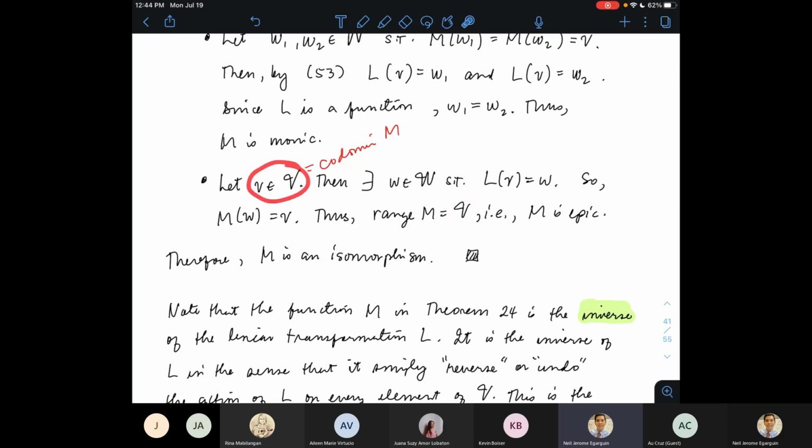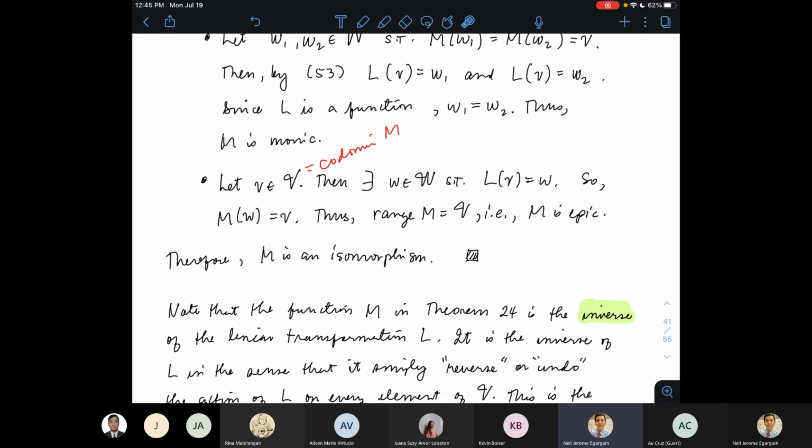Kasi napakita ko na pag pumili ako ng arbitrary member ni V, lagi ako may makikitang member ni W such that M of w equals v. So therefore, every element of curly V has a pre-image in W. In other words, the range of M is equal to V, making M epic. And so after 5 steps or 5 things, we have proven that M is an isomorphism. And the isomorphism L plays an important role because M is the inverse of the linear transformation L.